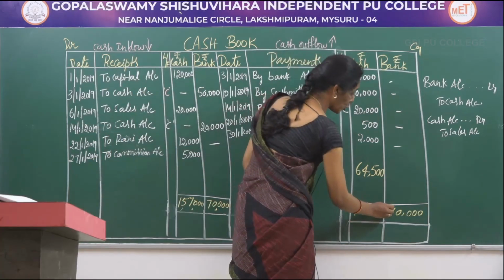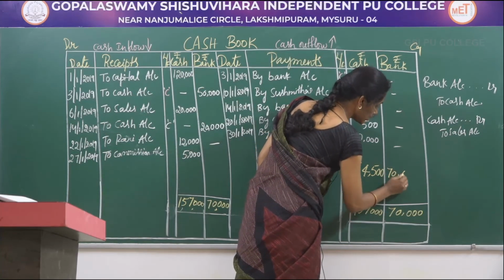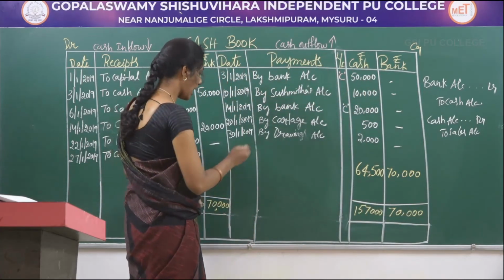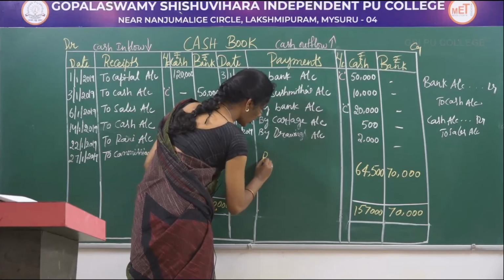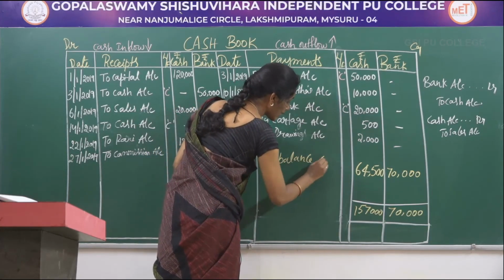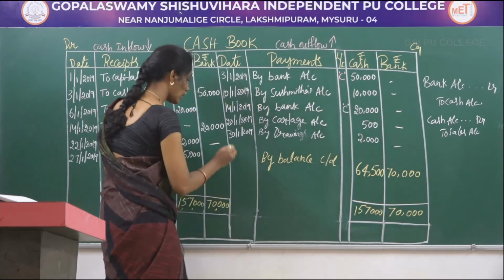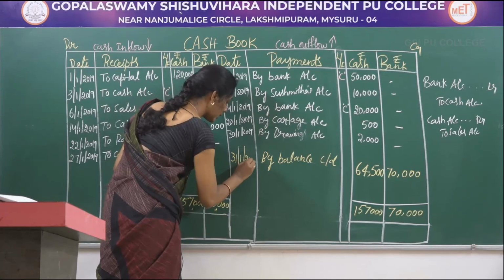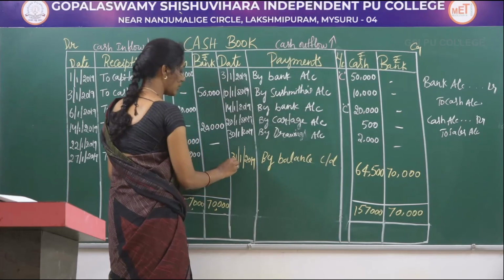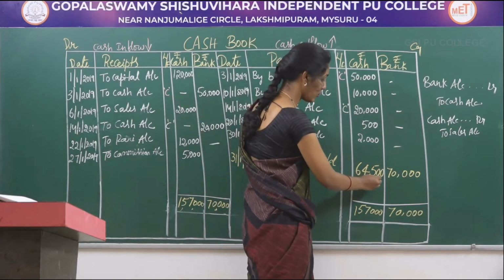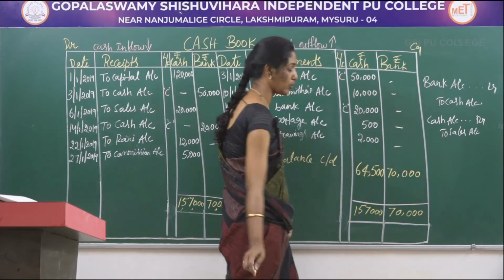So write the same total above the total, 70,000. And it is recorded as by balance carried down. And write the date of the last day of the month, 31/1/2019 by balance carried down 64,500 and 70,000.